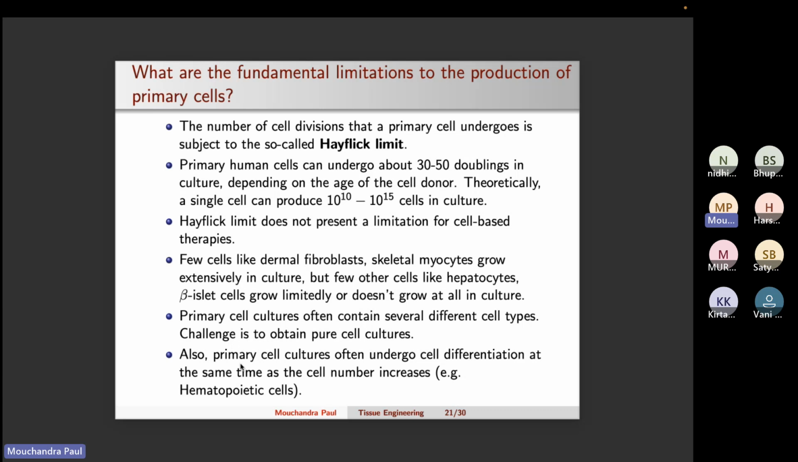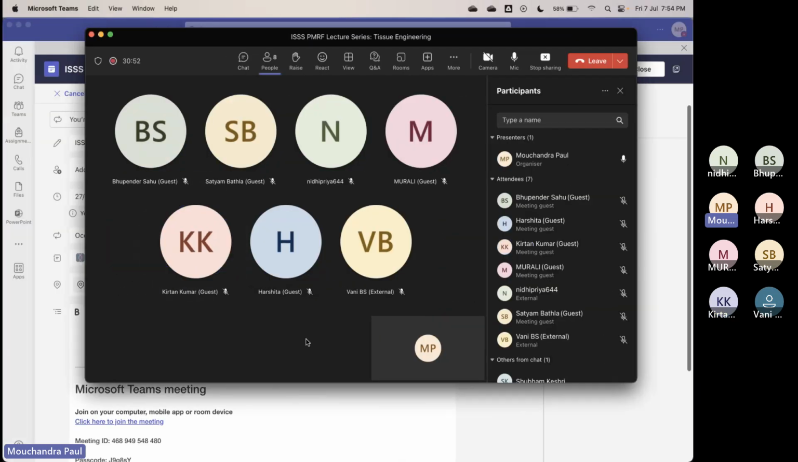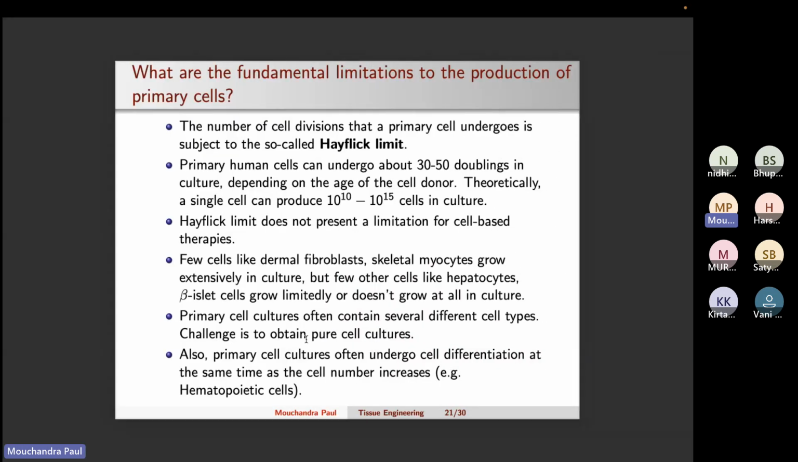So if I ask you how many cells you will get after 50 doublings, how will you calculate? Anyone? Is anyone there? Hello, guys, is my question clear to you? My question is how many cells you will get after 50 doublings? How will you calculate that?